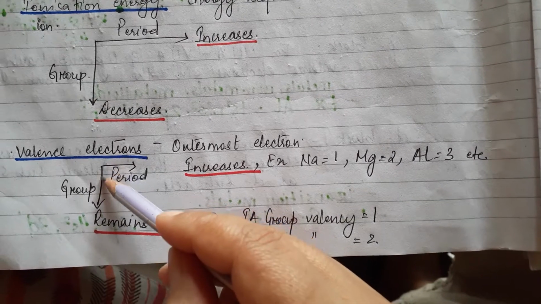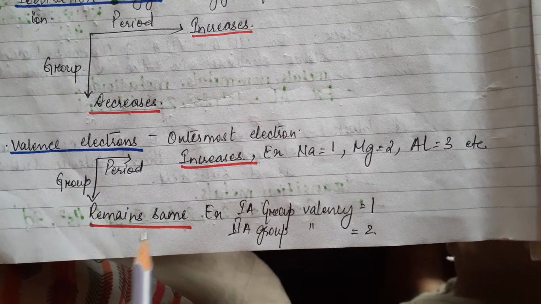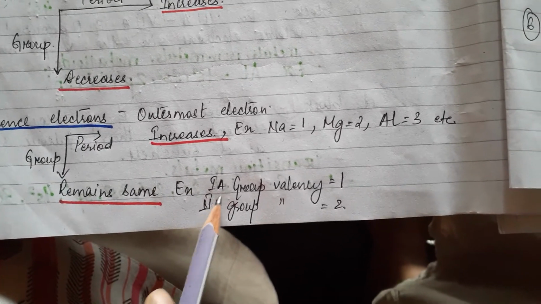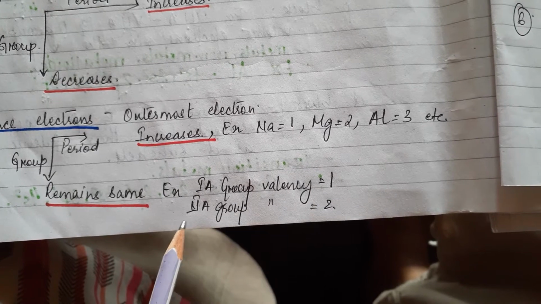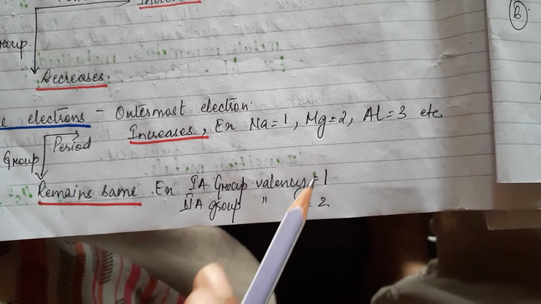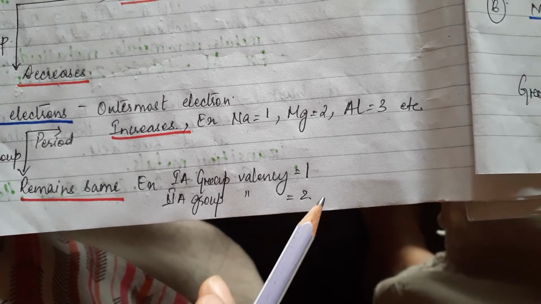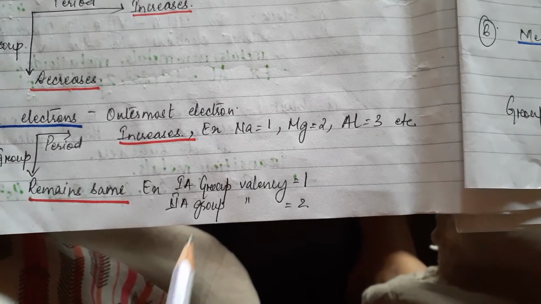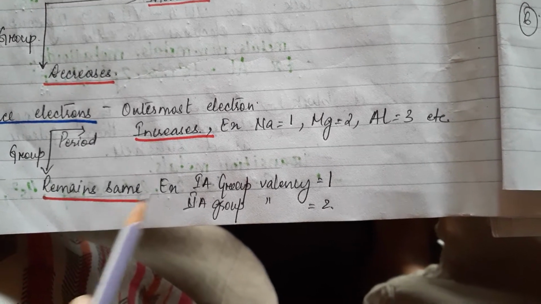But when we go from top to bottom, the valence electron for any group remains the same. For example, elements in 1A group have a valency of 1. Elements in 2A group have a valency of 2. Elements in 3 will have valency 3. Elements in 4A will have valency 4. So it is like that. In a group, the valency remains the same as per the group number.